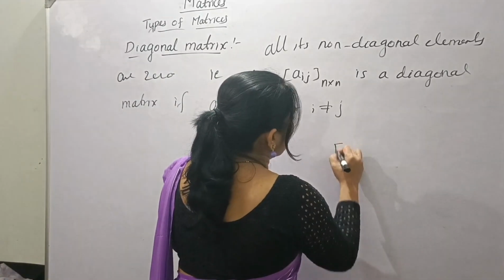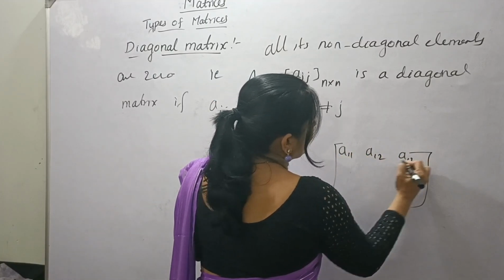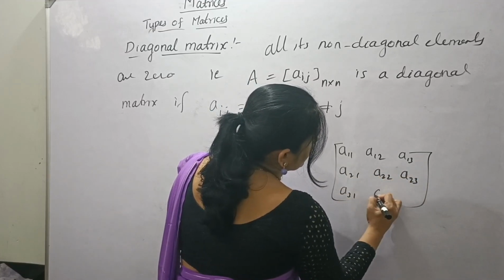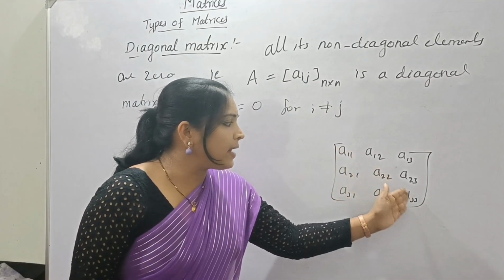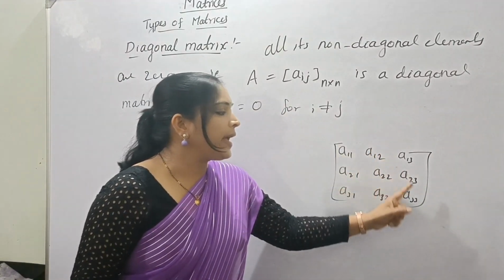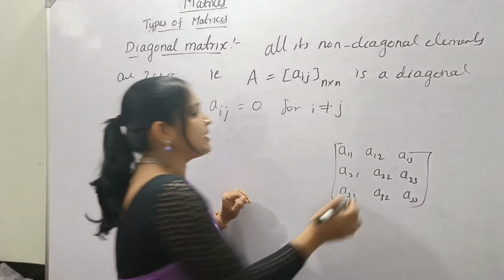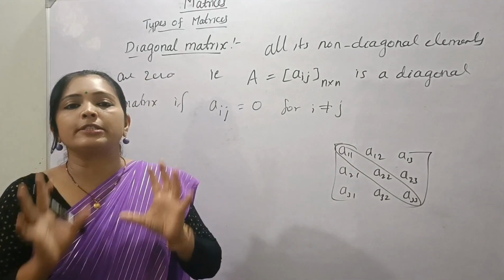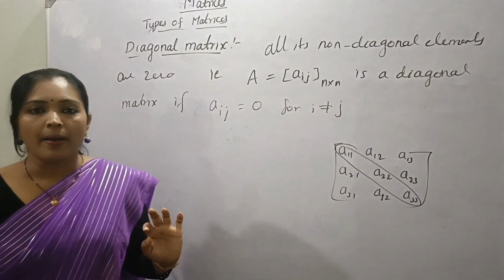Say I will write a 3 by 3 square matrix: A11, A12, A13, A21, A22, A23, A31, A32, A33. We observe that all the diagonal elements, where i and j are equal, are A11, A22, A33. So in a diagonal matrix, all non-diagonal elements except these elements must be 0. That matrix is called diagonal matrix.